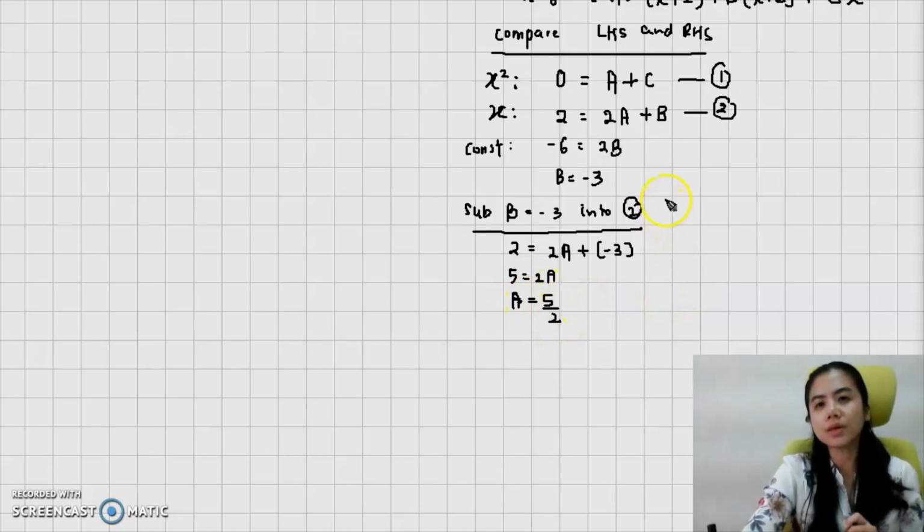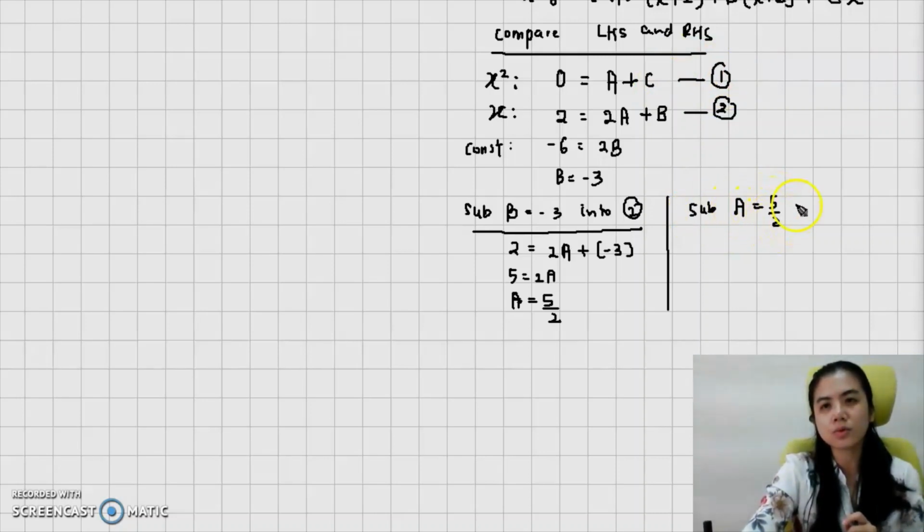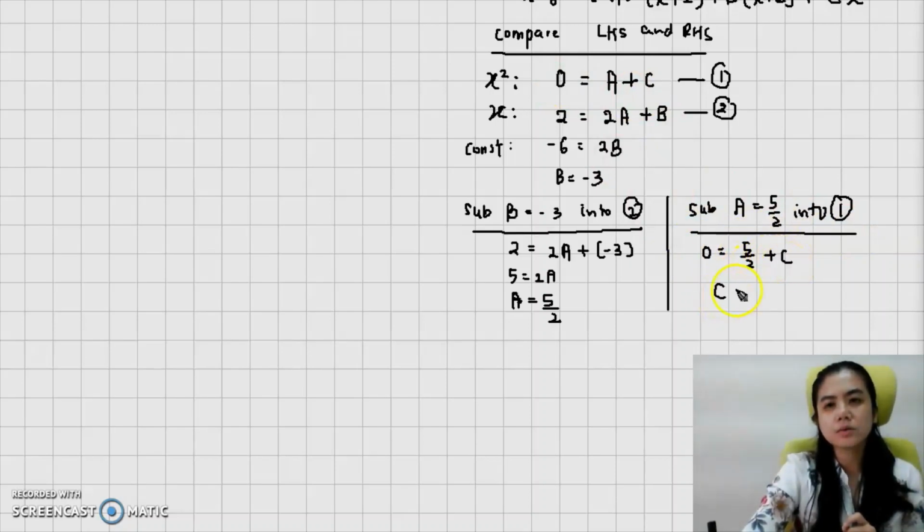Once you know your a is 5 over 2, substitute this 5 over 2 into equation 1. Then you will get your c. So substitute a as 5 over 2 into equation 1. We have 0 equal to 5 over 2 plus c, and you know that your c is minus 5 over 2. Now we have our answers for a, b and c.